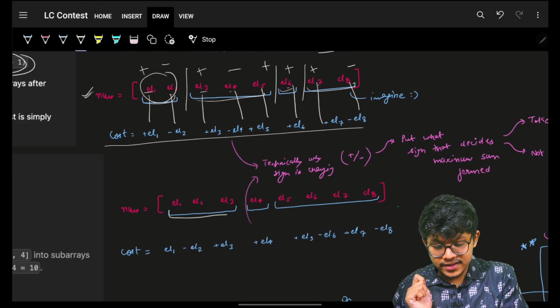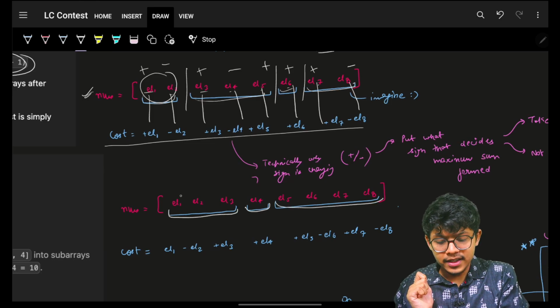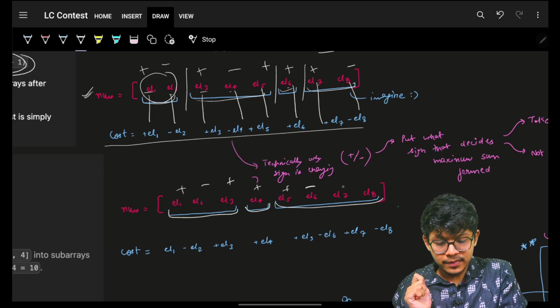Same way, if I make this as one subarray, this as one subarray, this as one subarray, plus, minus, plus, again plus, plus, minus, plus, minus.